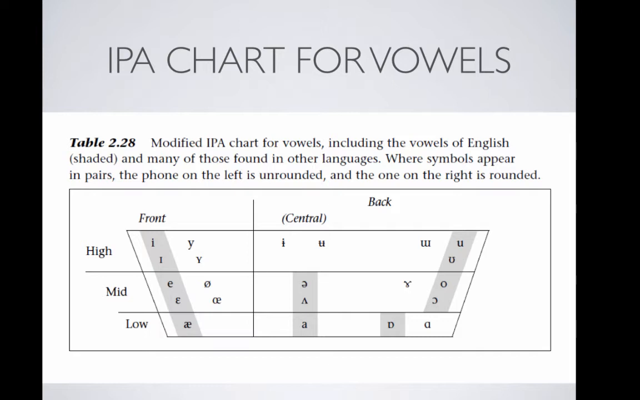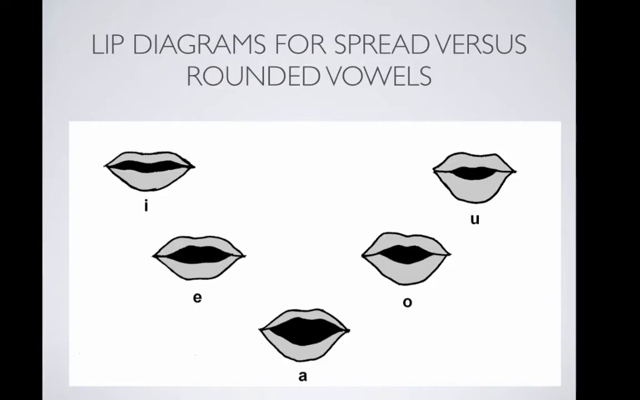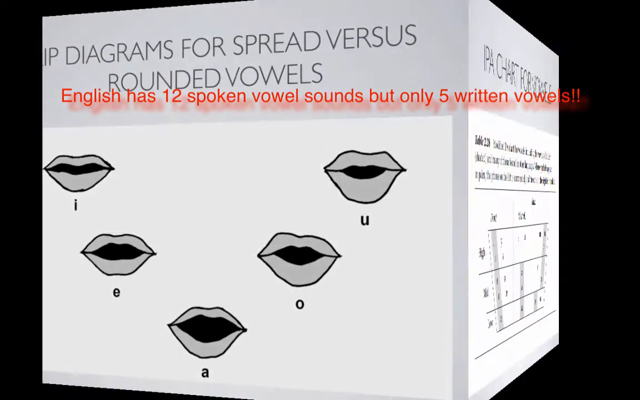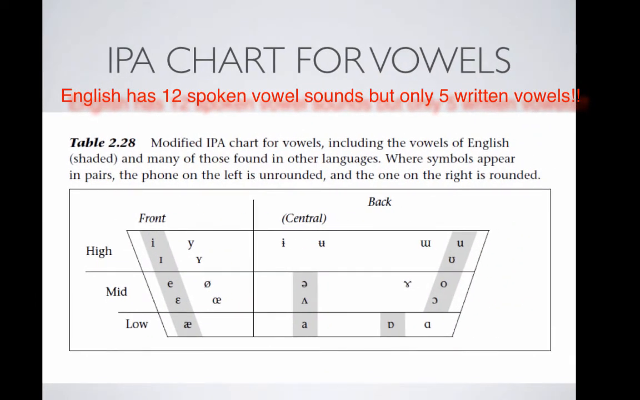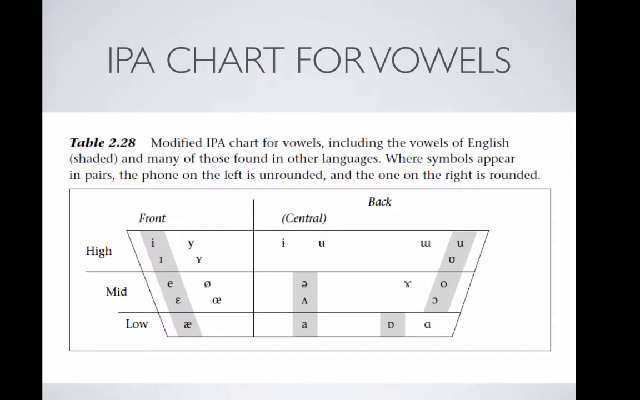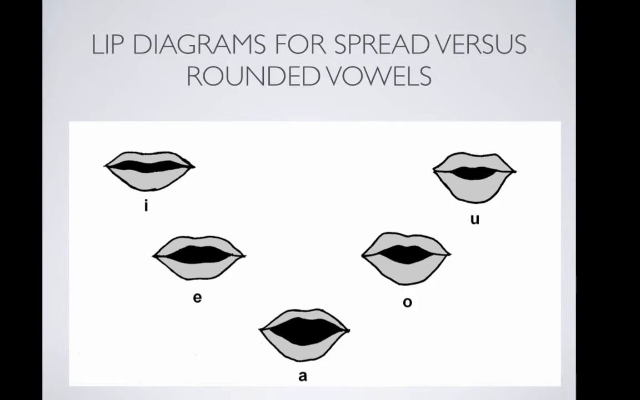This is the chart for vowels. The shaded area are the vowels that are present in English. Clearly, if you contrast with this, a lot of languages have only 5 vowels. However, English has many more, as you can see there. Yet, there are some of these sounds that are written with these letters.